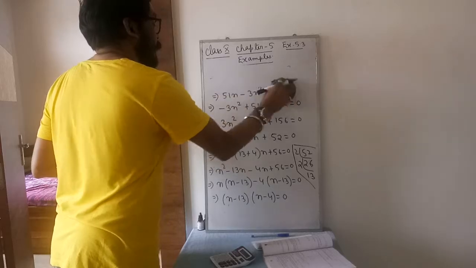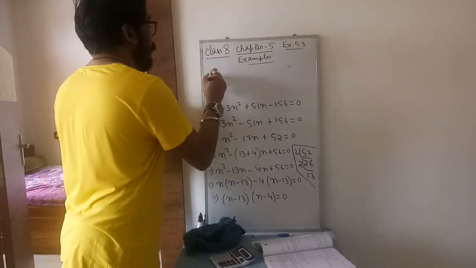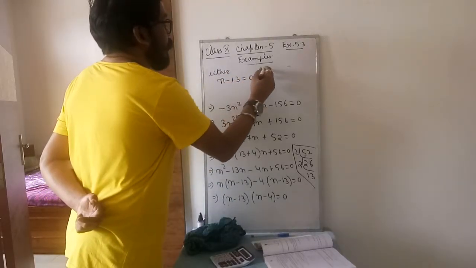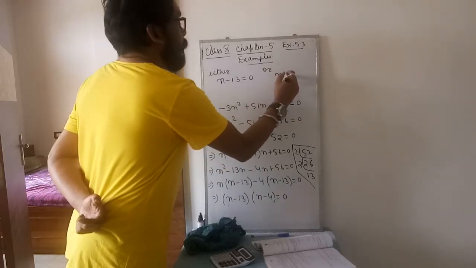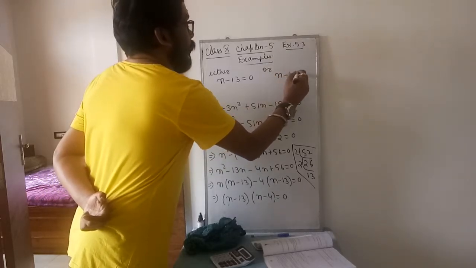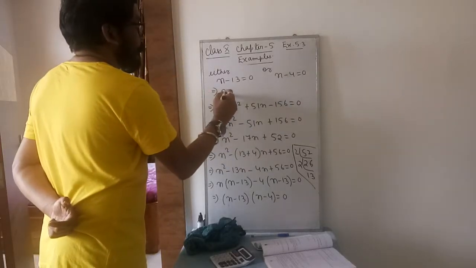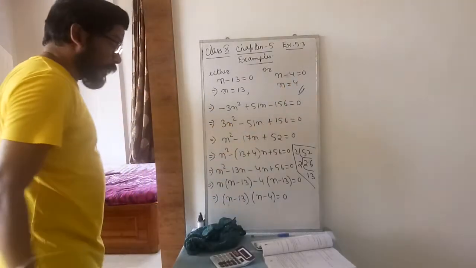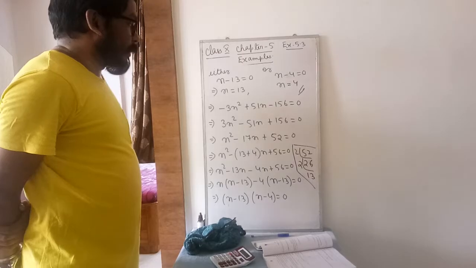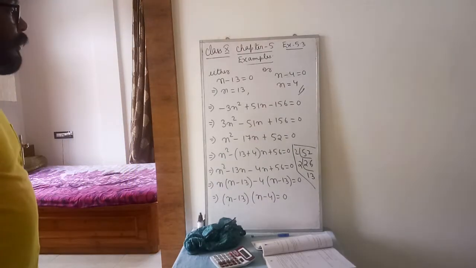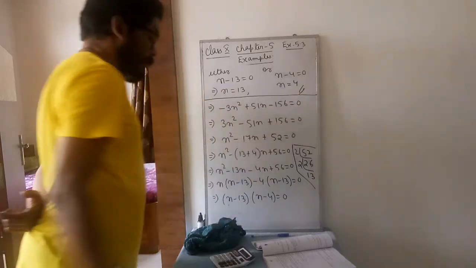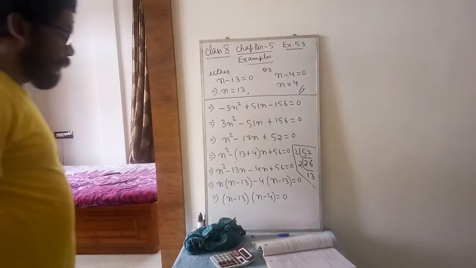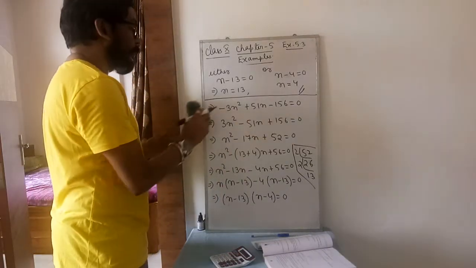Now either or. Either n minus 13 equal to 0 or n minus 4 equal to 0. So this implies n equal to 13 and n equal to 4. So both the values are acceptable. Okay, you can consider both 13 and 4. Take the screenshot. So this is the end of this sum. Clear? If you have any doubt, put your comment in the comment section.